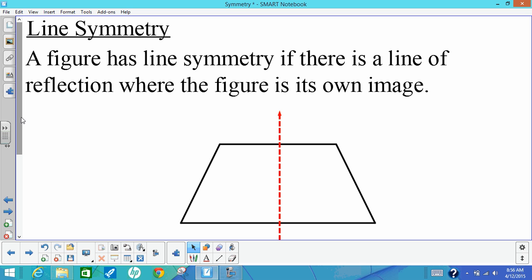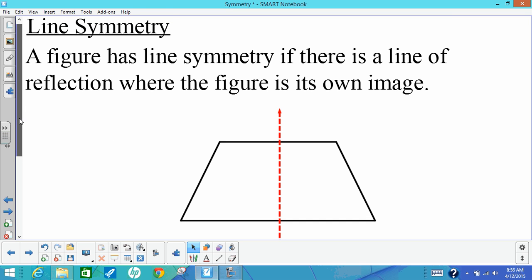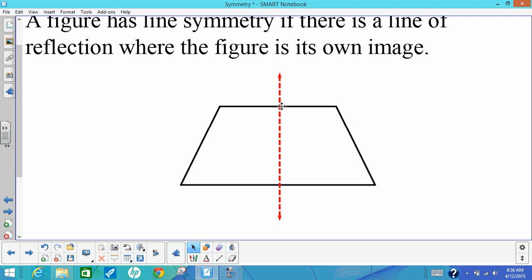So in this example, this trapezoid, you can draw this red line through the middle. And if you can imagine folding this trapezoid over this red line, it would look exactly the same. So it's symmetrical because if we reflect over this line, the image will remain unchanged. It'll look exactly the same as it started.